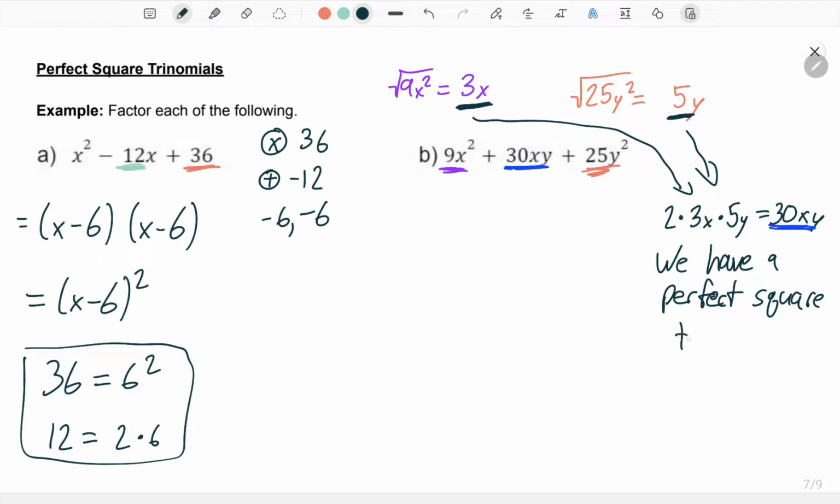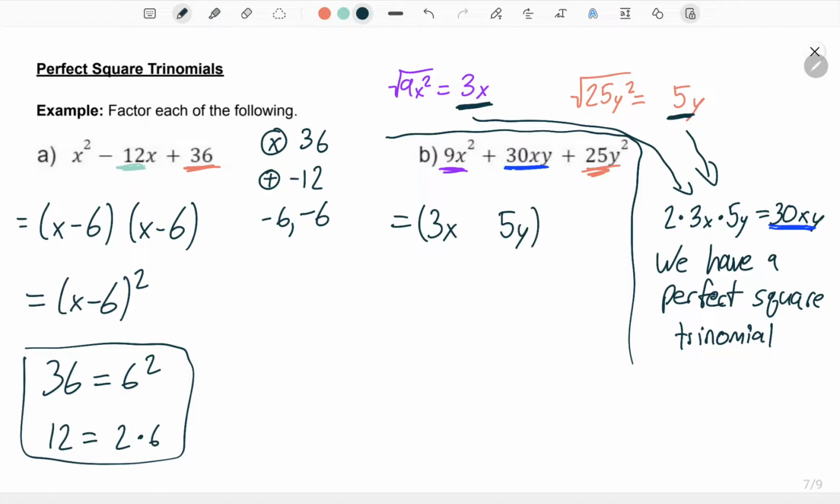And now that you know that you have a perfect square trinomial, what that means is to factor it, you can simply take those square roots that we've already found. So 3x and 5y. And then add or subtract them. How do we know which one to do? We'll just take a look at the sign that's with the middle term. So in this case, the sign is a plus. So that's going to mean we have a plus here.